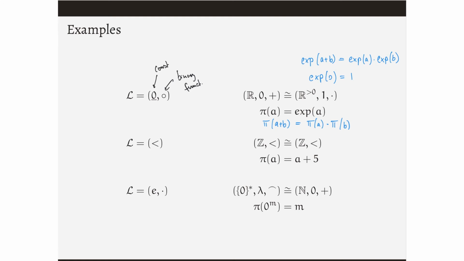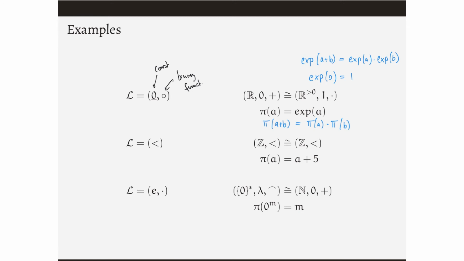Next, let's look at the language of orders. Let's take the structures actually to be the same on both sides. There, of course, the identity is always an isomorphism, but there can be isomorphisms, or in this case automorphisms, that are not the identity. In this case, we could look at just taking an integer and adding 5 to it.